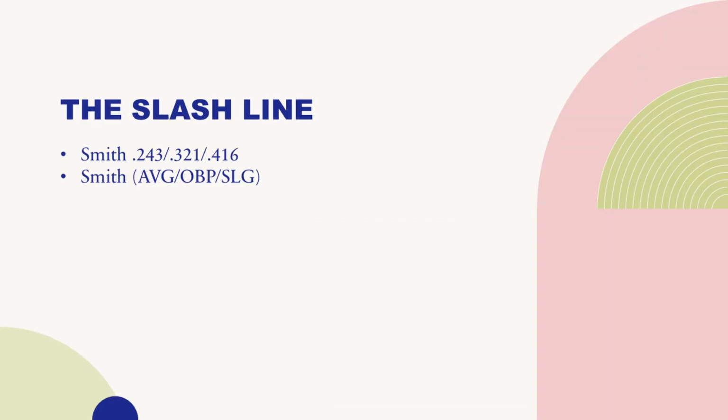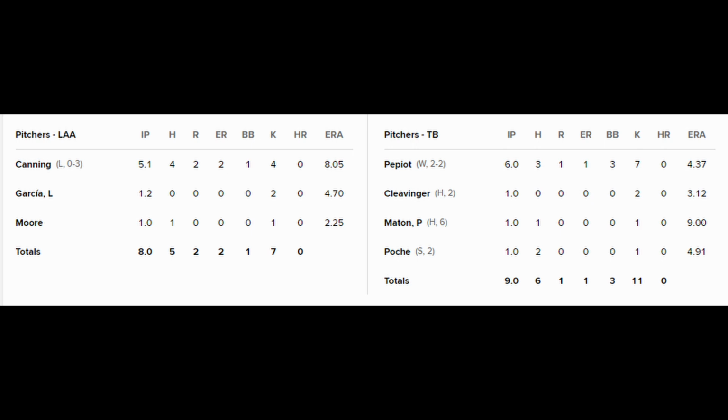The slash line is a very common way to represent stats for players. You may see a player listed like this, but with no labels, it's hard to understand. The slash line is always represented by the following three statistics: batting average, then on-base percentage, then slugging percentage. The rest of this video covers pitching statistics.